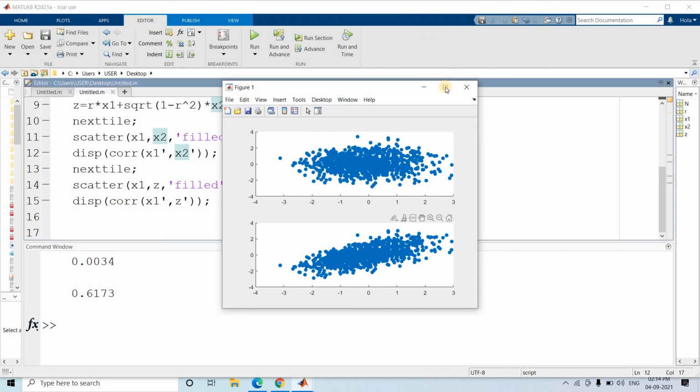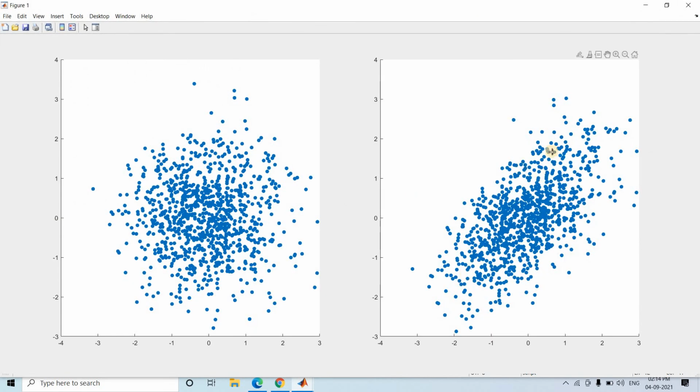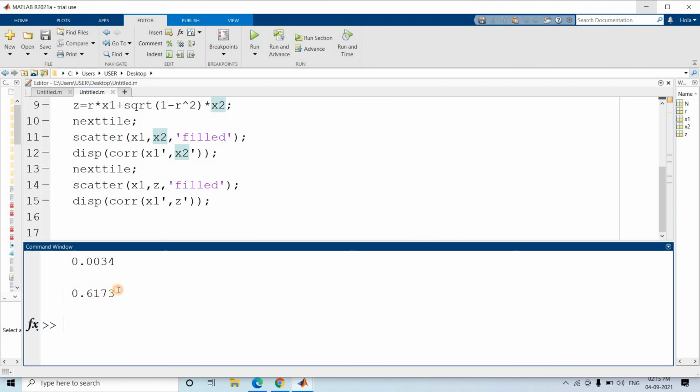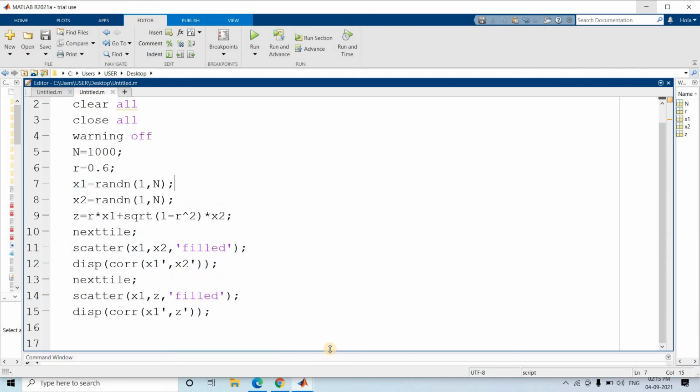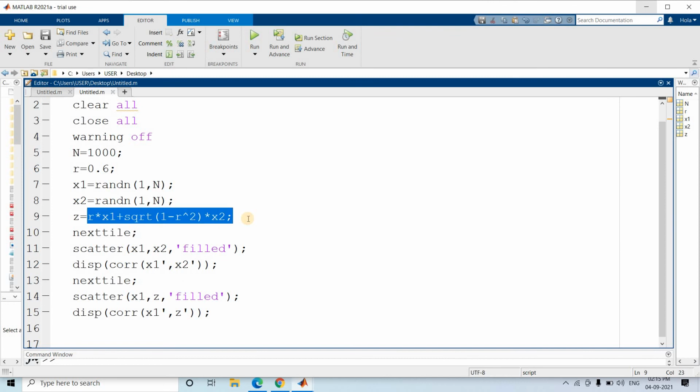But if you see this one, if I make it bigger, you can see that between the z variable and the x1 variable there is a slope present. If x1 is increasing, z is increasing. If x1 is decreasing, z is decreasing. That means correlation is present. And what is that value? If you see here, 0.6173, almost close to our desired correlation, which is 0.6. So this is how, using this simple equation, we can generate two data sets having a specific correlation for our requirement. I hope you have understood this.